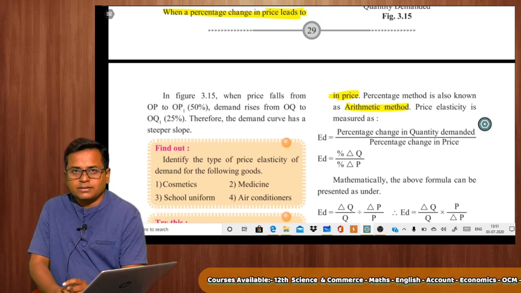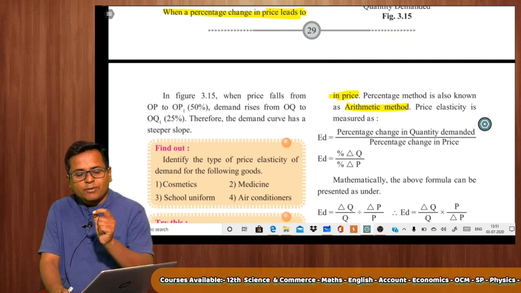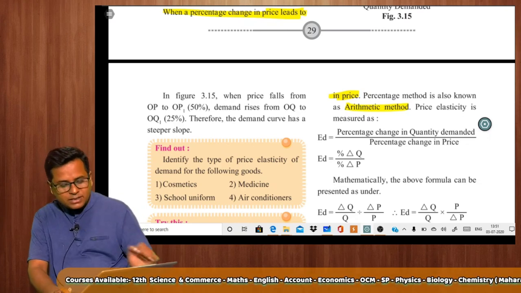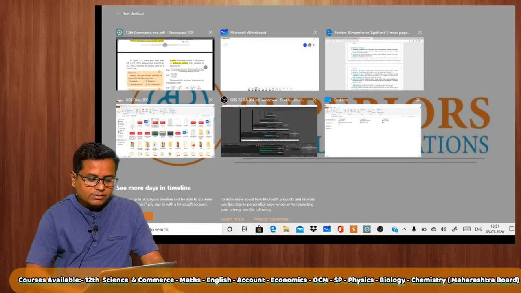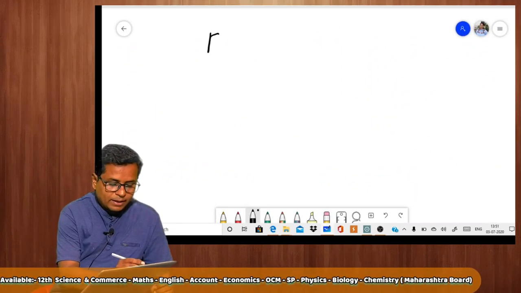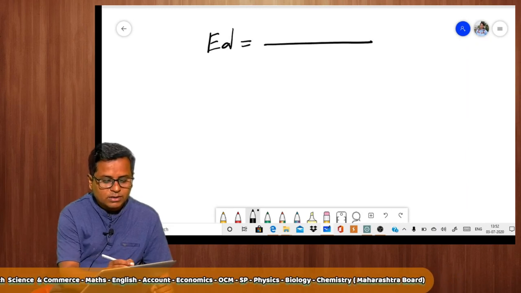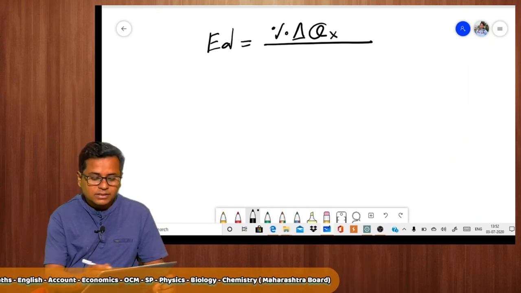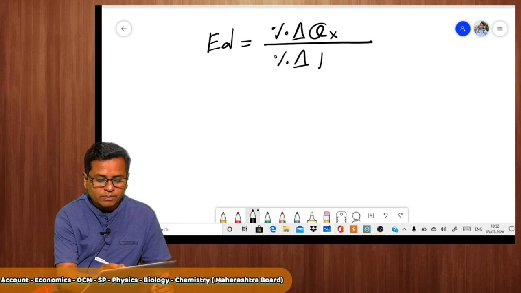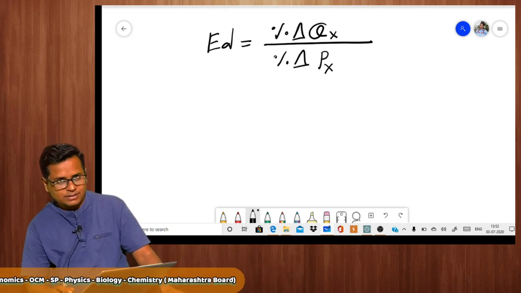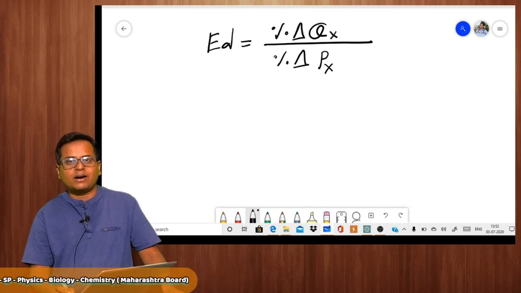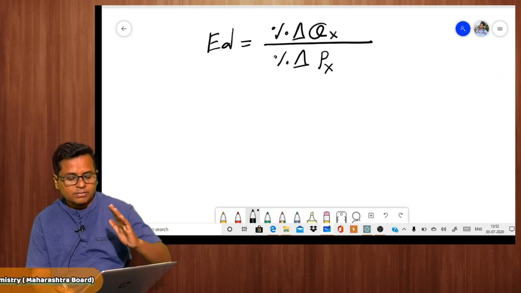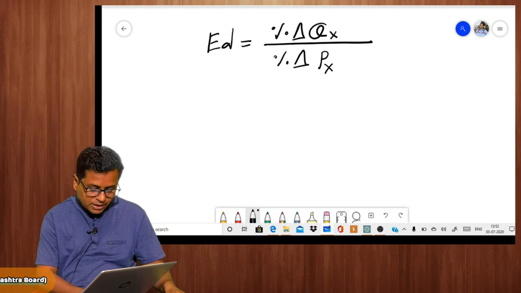Who developed this method? Dr. Alfred Marshall. How is price elasticity of demand measured? Price elasticity of demand is equal to percentage change in quantity demanded of a commodity divided by percentage change in price of a commodity. So here price elasticity of demand is measured by dividing percentage change in demand by percentage change in its price.